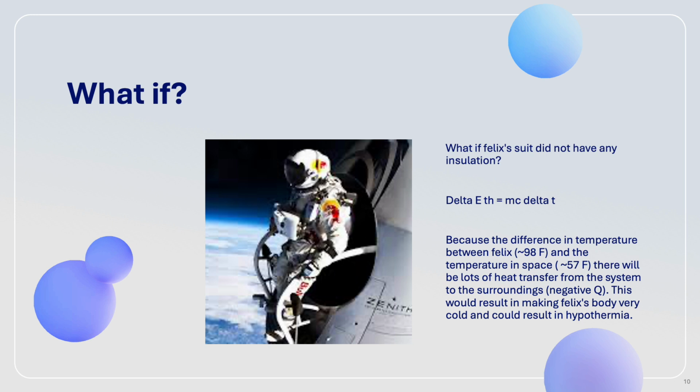What if question: what if Felix's suit did not have any insulation? Using the delta E thermal equation, which is equal to the mass times the heat capacity times the change in temperature between the system and the surroundings, we can estimate what would happen if Felix's suit did not have any insulation. Because of the difference in temperature between Felix, which is 98 degrees Fahrenheit, and the temperature in space, which is around 57 degrees Fahrenheit, there will be lots of heat transfer from the system, which is Felix, to the surroundings, which is the atmosphere. This results in a negative Q. This would make Felix's body very cold and could result in dangerous hypothermia.